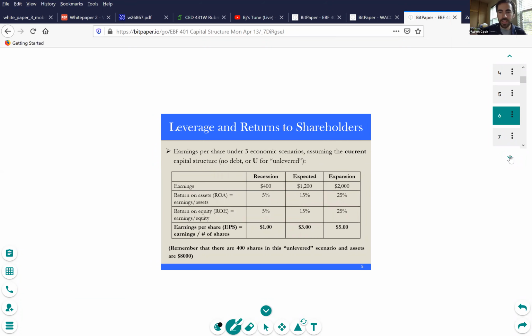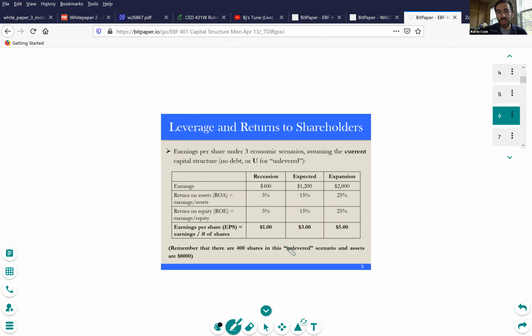We saw that there were different states of the world which produced different earnings numbers. Under normal conditions, earnings were $1,200. Under particularly good economic conditions, earnings were $2,000. Under bad economic conditions, they were only $400. And in each of these cases, we could consider what these earnings represented as a percentage of the overall assets of the firm. So these different states of the world represented 5% return, 15% return, and 25% return, respectively.